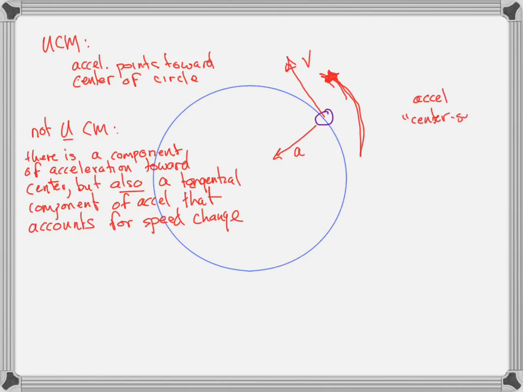And center seeking is therefore called centripetal. Centripetal means center seeking. So this is the centripetal acceleration, a sub centripetal. But that's a lot of letters to write, so we just call it a sub c. We know that a sub c is the center seeking acceleration, the acceleration in the circular motion. Okay, centripetal means center seeking, a sub c. So let's go ahead and derive an expression for a sub c.